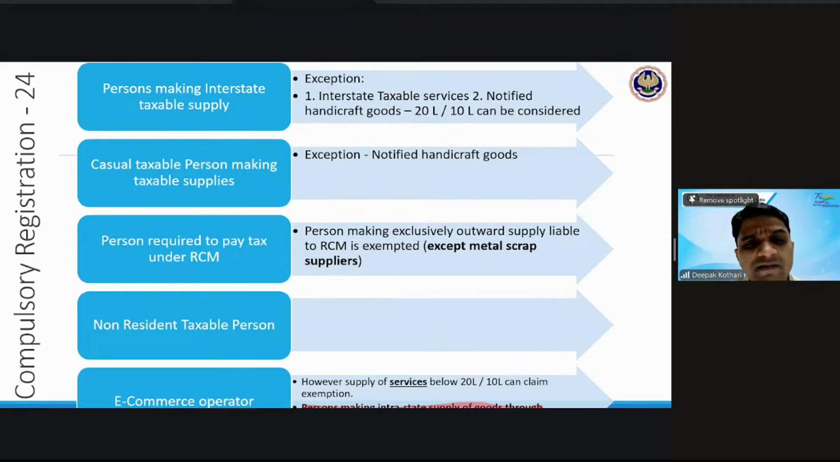Foreign supplier making taxable supply in India is NRTP? Yes. So a foreign supplier coming to India and supplying, he is an NRTP. Sir, in case of intrastate supply of goods through an e-commerce operator need not register, like for example, trying to sell gold coins through Flipkart. Yeah, it could be through Flipkart, but through Flipkart you can supply interstate also, right? Because there's no restriction. They can sell interstate also.